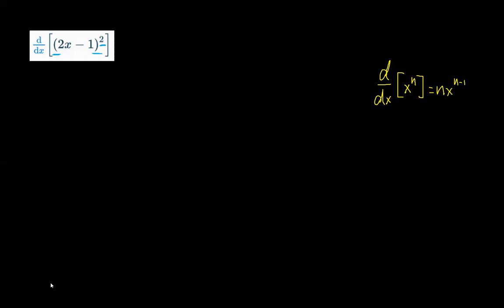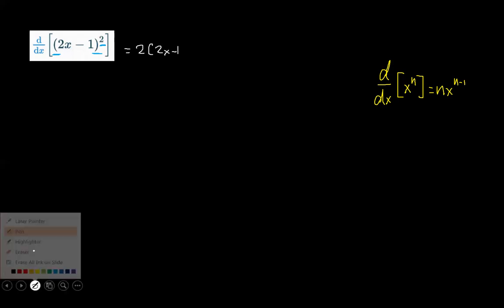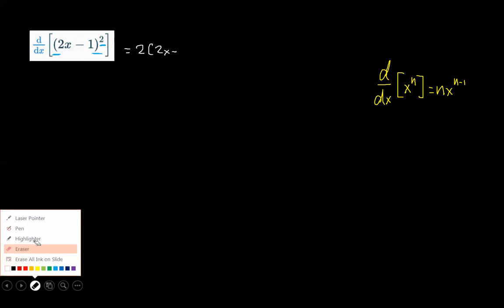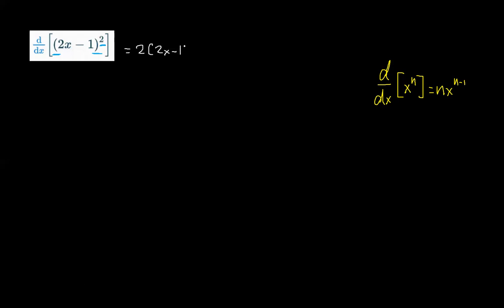So just simply bring down the exponent, which is 2. Then copy the inside stuff here, which is 2x minus 1. Then the exponent above that you used to bring down will be subtracted by 1.